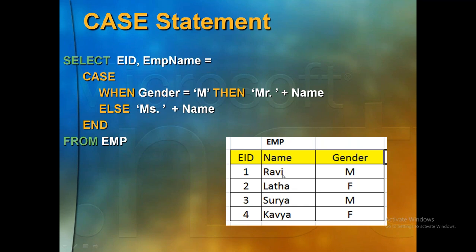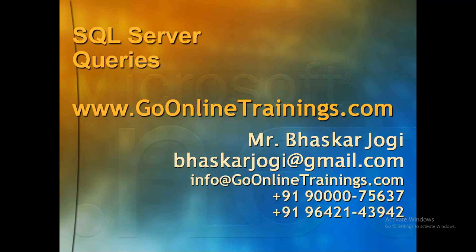Execution is always row by row, row by row. It will take one row, and if the gender equals male, it will take Ravi and add Mr. to Ravi. Then it will go to the next row. It is a female. Female means it will go to the else block, and Lata will get added with Miss. Clear? So this is how you can use case statements in all your SQL queries. Am I clear?